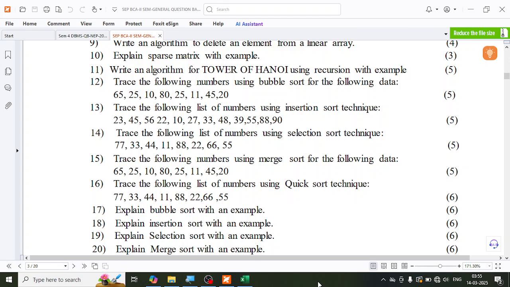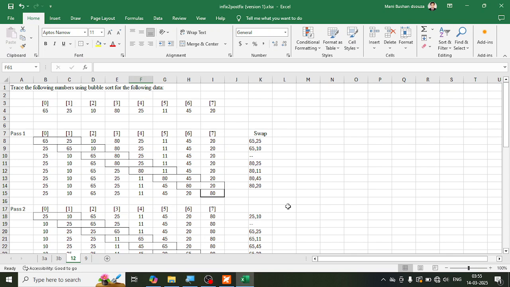Let us solve question number 12 in unit 1 of your question bank. In this exercise, we are supposed to trace the bubble sort technique on the data that is provided over here. So let's look at how the bubble sort is performed on these numbers. I'm going to switch over to Excel for explanation purposes.